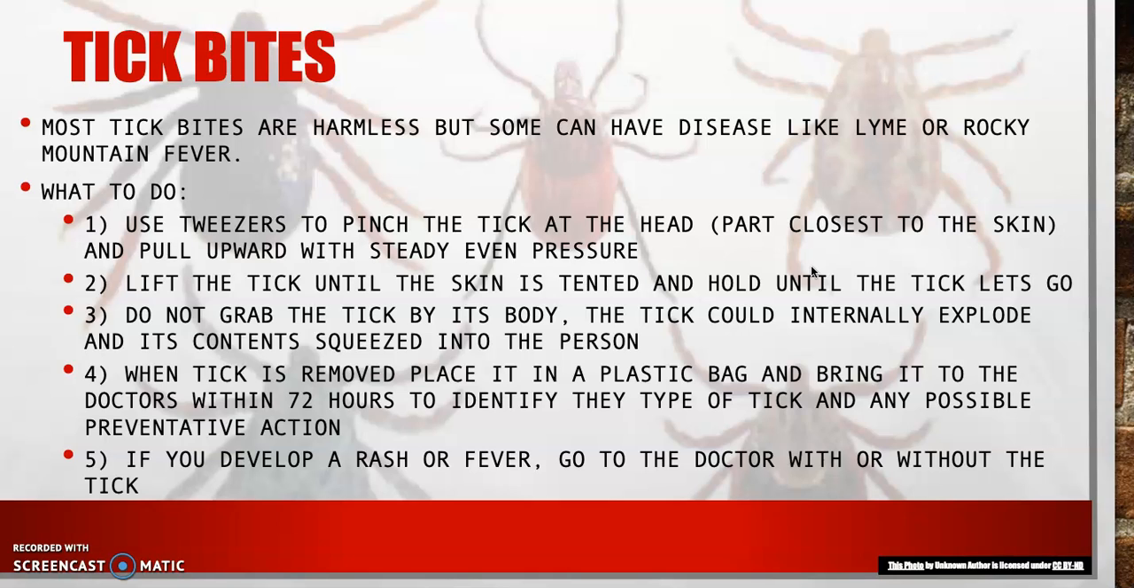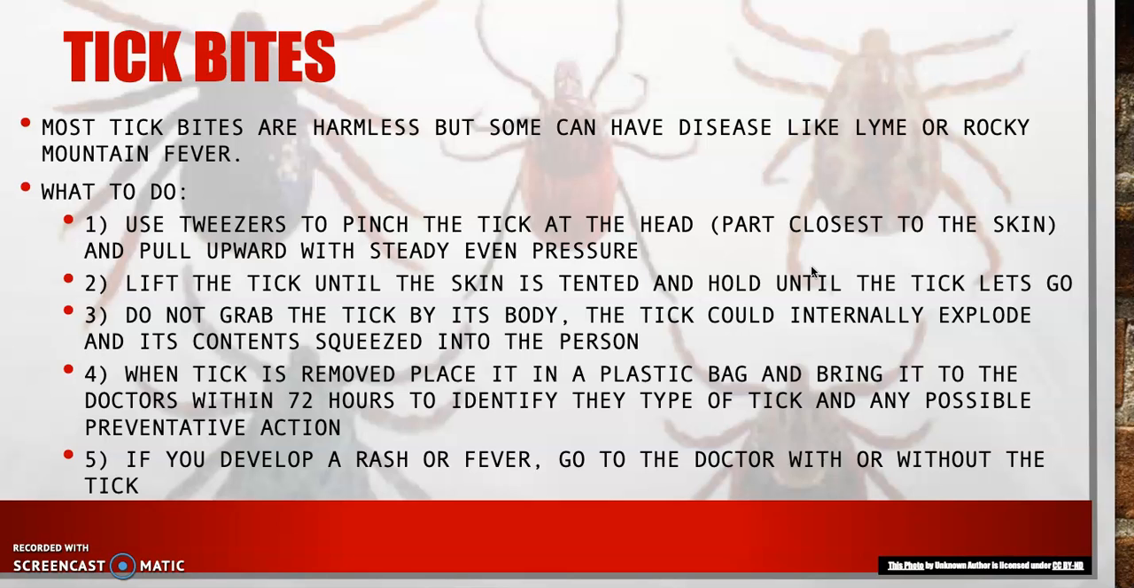3, do not grab the tick by its body. The tick could internally explode and its contents be squeezed into the person. 4, when the tick is removed, place it in a plastic bag and bring it to the doctor within 72 hours to identify the type of tick and any possible preventative actions.